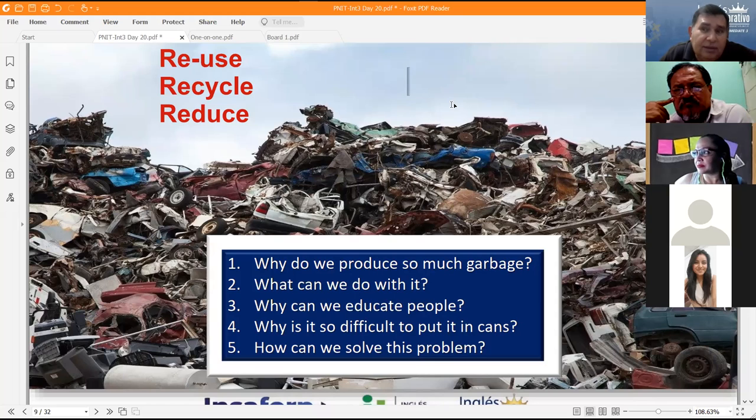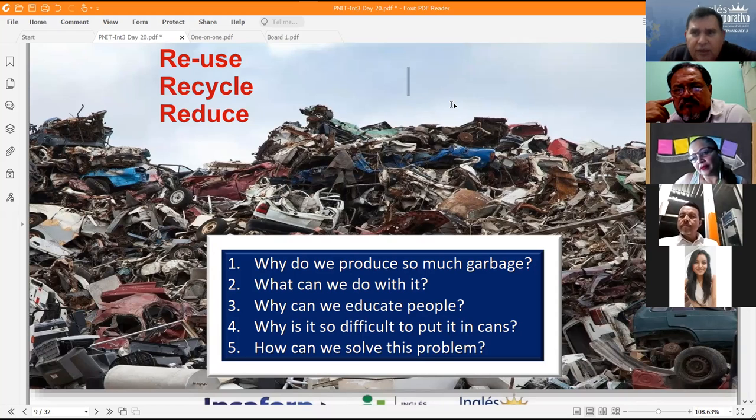There are some places that are not so clean in Costa Rica too, but principal streets are clean. Probably not so much, but main streets are clean. But in our country, you see our streets, you see a lot of garbage there. And why is it that we educate people to put the garbage in the right place? What do you think? What's your opinion about that?